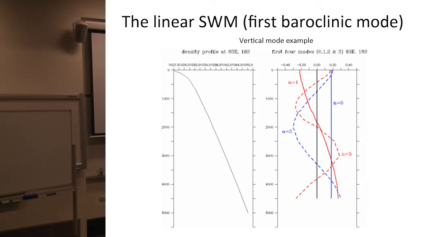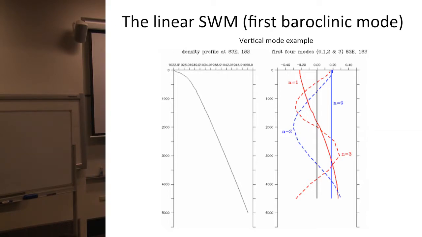The n equals zero mode is just basically the mean, so it's saying that density does not change with depth. And then this first mode is the n equals 1 mode here. That's that red line, and it says exactly that: we've got this warm, less dense upper ocean overlaying a cold, dense lower ocean. Okay, so that's this red line.